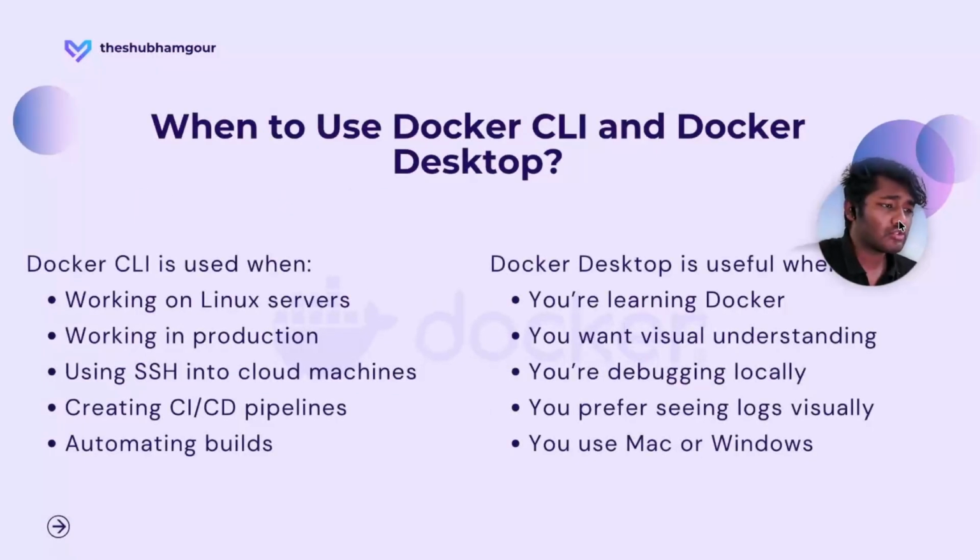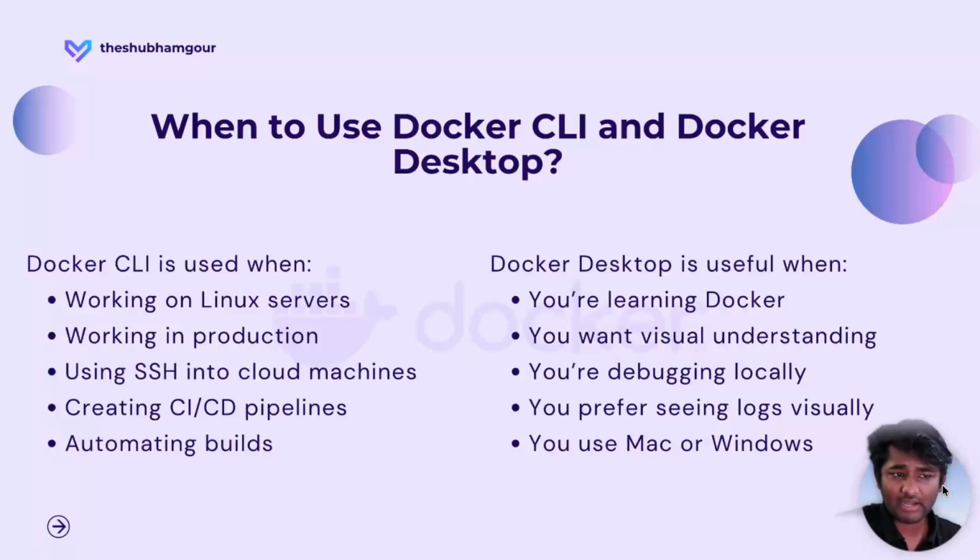So when to use Docker CLI and when to use Docker Desktop. CLI is used in Linux-based systems. It is used in production, and in many companies, Docker CLI is being used. Okay, so you can consider Docker CLI when you are trying to SSH into cloud-based environments, and you want to create CI/CD pipelines, and you want to automate things.